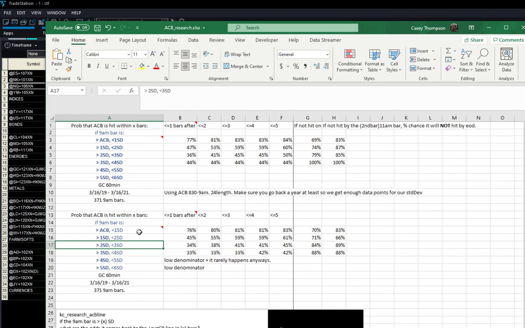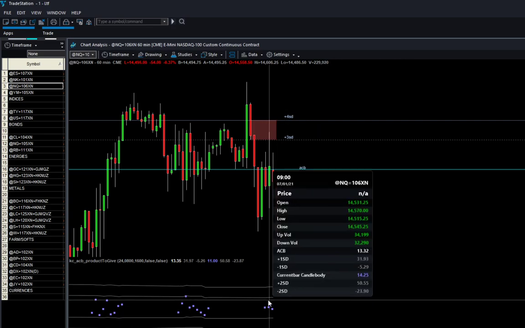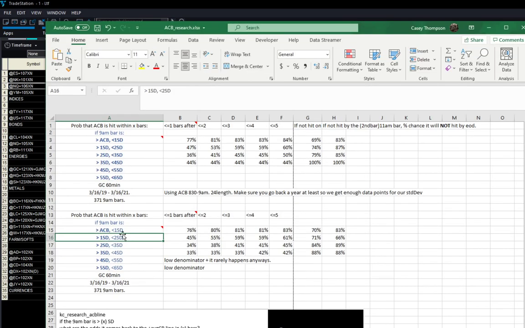Oh, that's interesting. So it goes greater than three but closes less than four. That's obvious. But it goes greater than two and closes less than three. It closes less than, what does this one do? It closes less than two. It closes at average, dude. It closes at average. So this went greater than candle body, okay, and closes less than one standard deviation.